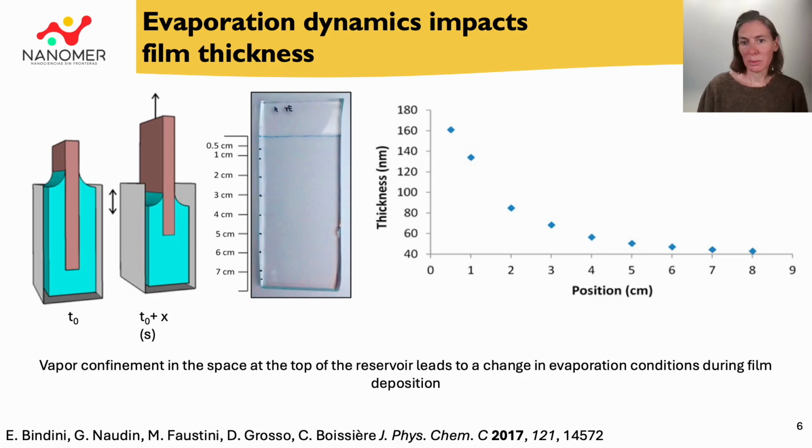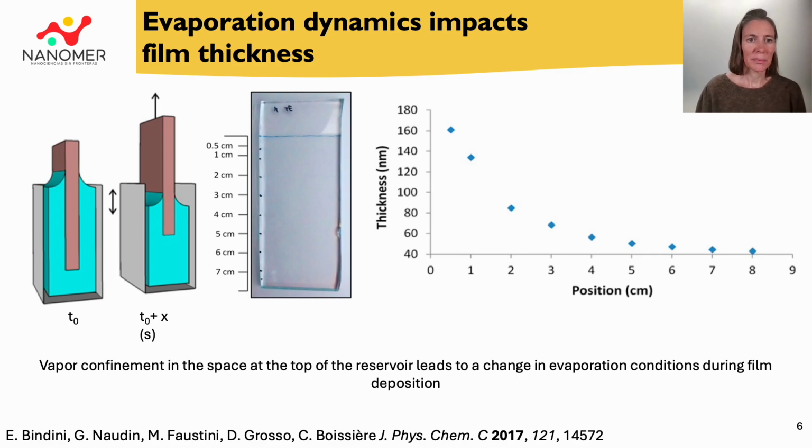And what can be seen is that the thickness started out around 160 nanometers, and as the film was withdrawn, it got thinner and thinner to reach a thickness of around 45 nanometers. This is a really common problem, and this is related to humidity, but not really humidity, it's actually solvent vapors.